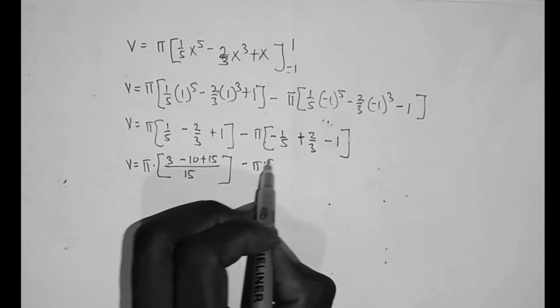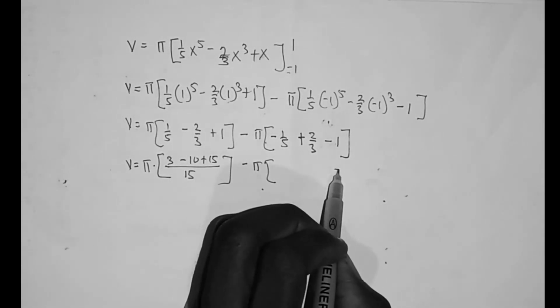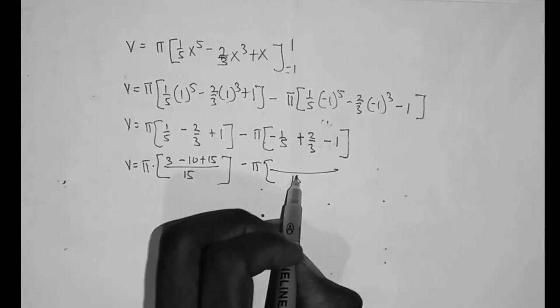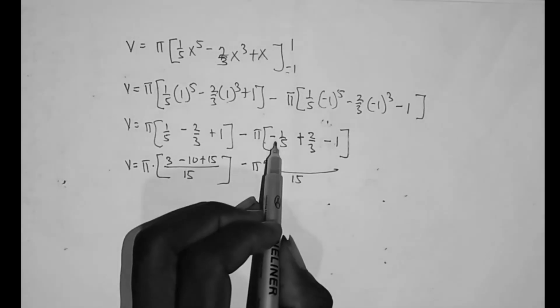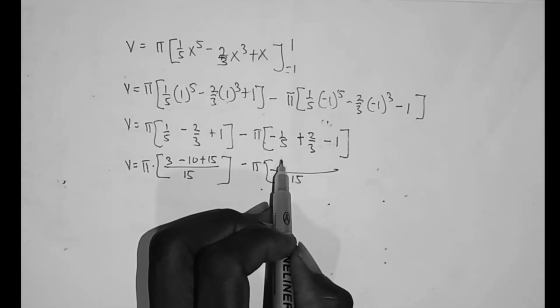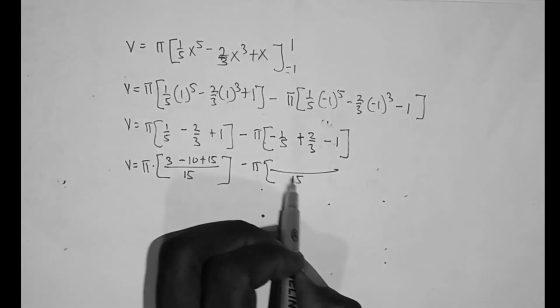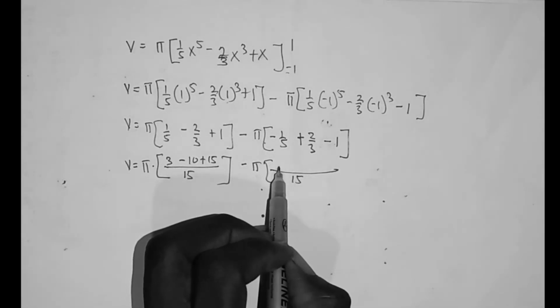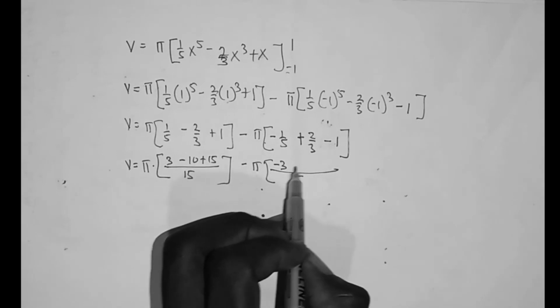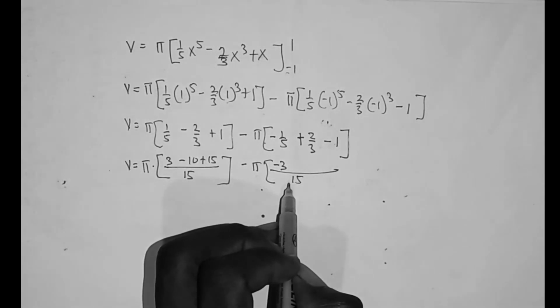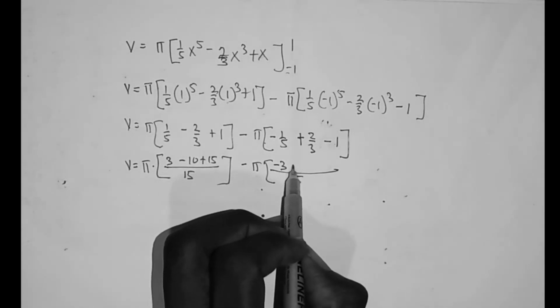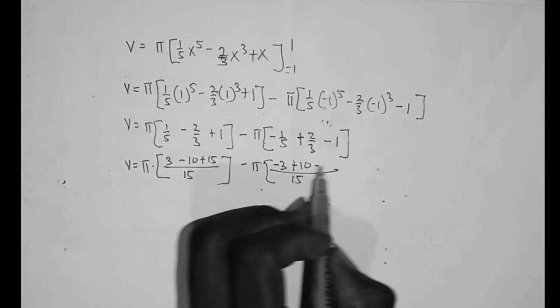Minus pi times. You can also find the LCM here as 15. 15 divided by 5 is 3, 3 times minus 1 is minus 3. And 15 divided by 3 is 5, 5 times 2 is plus 10. Then minus 15.